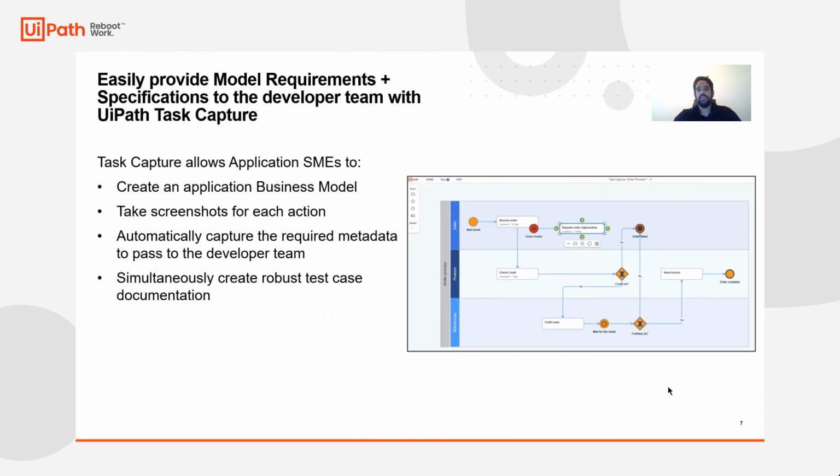So the first feature of note for UiPath Test Suite is the ability to easily create these model requirements and specifications with UiPath Task Capture. Task Capture will allow an application SME to create an application business model using various BPMN icons as well as swim lanes. You'll be able to take screenshots for each action and actually automatically capture required metadata to pass from the business SME to the developer team to ultimately accelerate any timelines for development. In addition to a model, the beauty is that you do get robust test case documentation automatically.